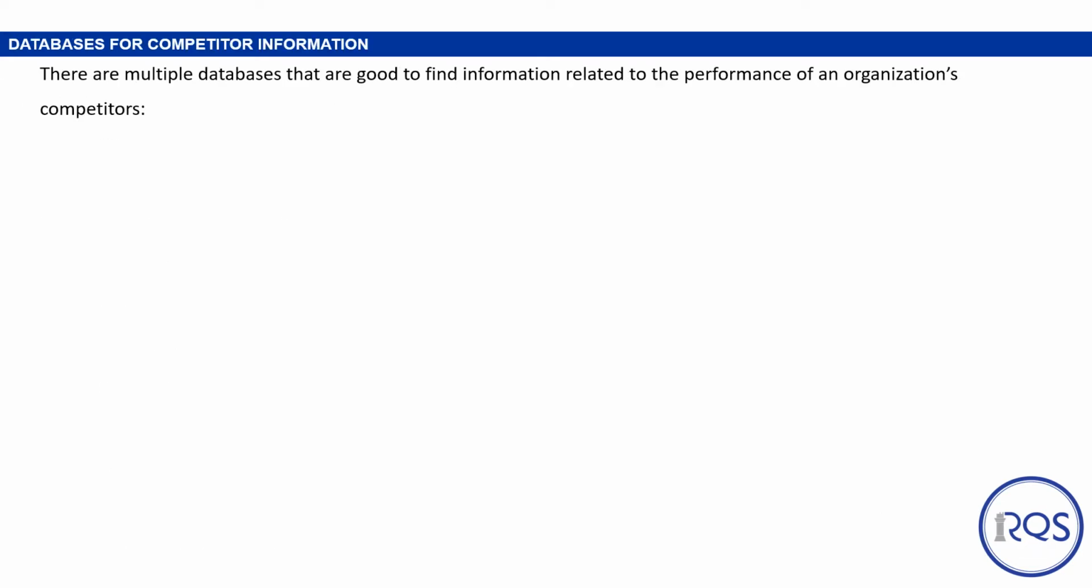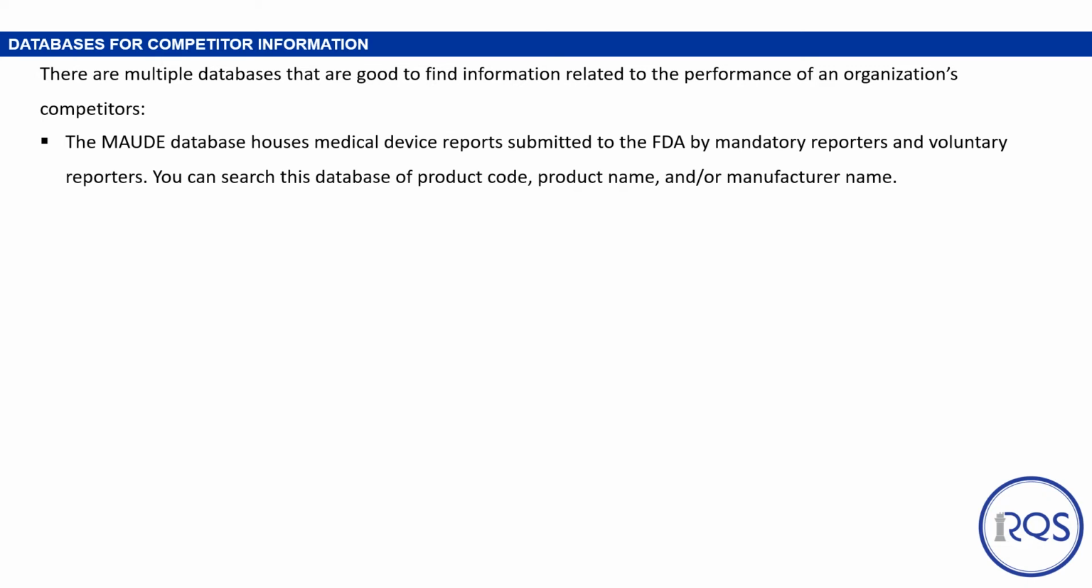There are multiple databases that are good to find information relating to the performance of an organization's competitors. First, there is the MAUDE database. The MAUDE database houses medical device reports submitted to the FDA by mandatory reporters such as manufacturers, importers, and device user facilities, and voluntary reporters such as healthcare professionals, patients, and consumers. You can search this database by product code, product name, and/or manufacturer name. The FDA also has multiple places to find safety communication letters and notices.